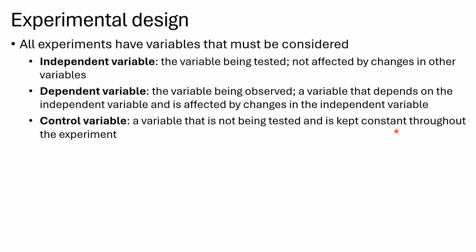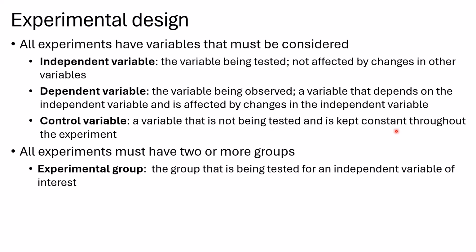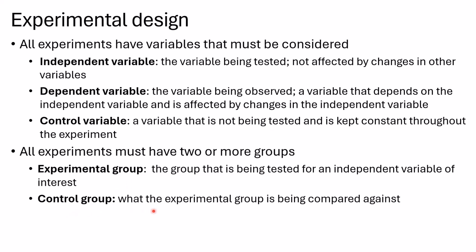All experiments must also have at least two groups. One group is the experimental group, which is the one that is being tested for some independent variable of interest. Generally, this means that this is the group that is receiving some type of treatment. The other group is the control group, which essentially just provides a standard that the experimental group is compared to.